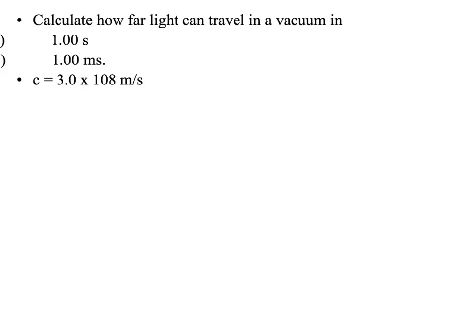Next question. Calculate how far light can travel in a vacuum in A, 1 second, B, 1 millisecond if the speed of light is 3.0 times 10 to the 8 meters per second. Sorry, that should obviously be 10 to the 8 meters per second. Okay, so what do we do here? Well, first of all, it's asking for how far does light travel. So distance is our question. Okay, we know velocity, it's 3.0 times 10 to the 8 meters per second. And if we're looking at A, we know time as 1.0 seconds.